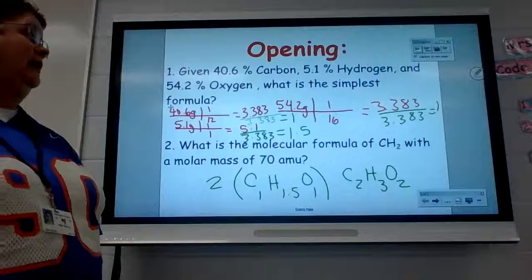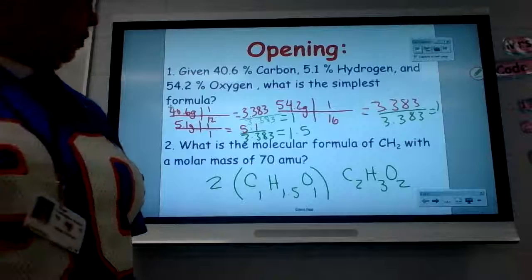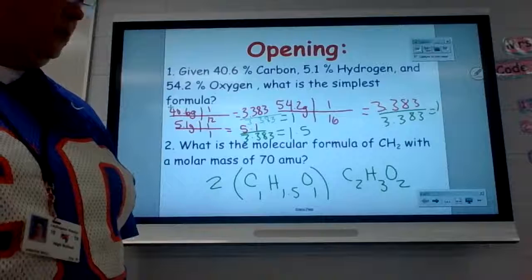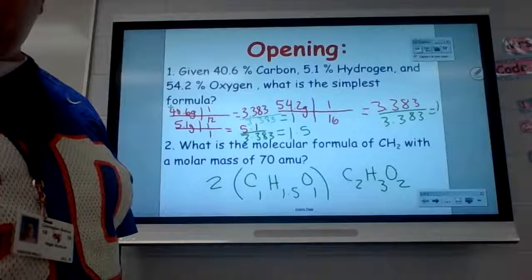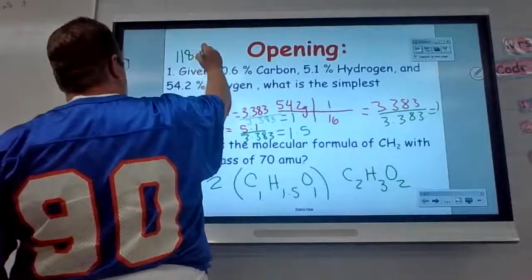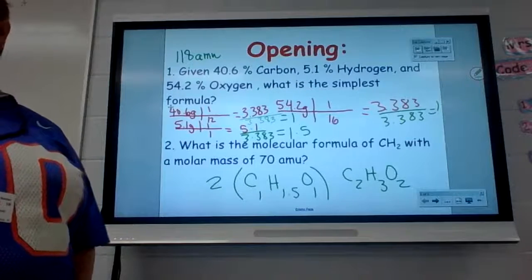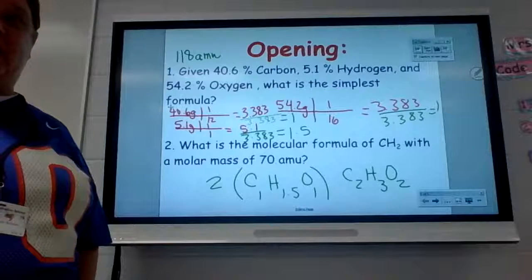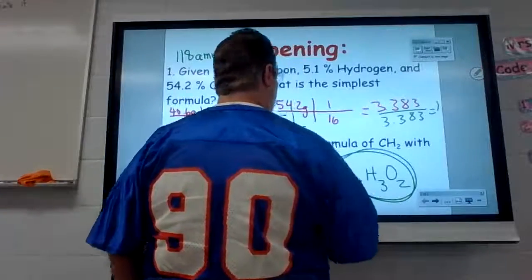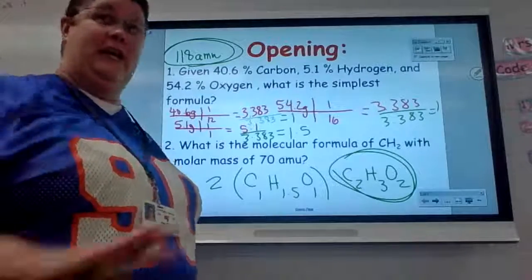Now, let's just say for a moment that I'm going to alter the opening. Let's say this question says that we have 118 AMU up here in the question. It gave you a molar mass of 118. How would we then take that and do the second half of what we did yesterday? This is our empirical formula. This is our molar mass. What do we have to do with what we did yesterday?